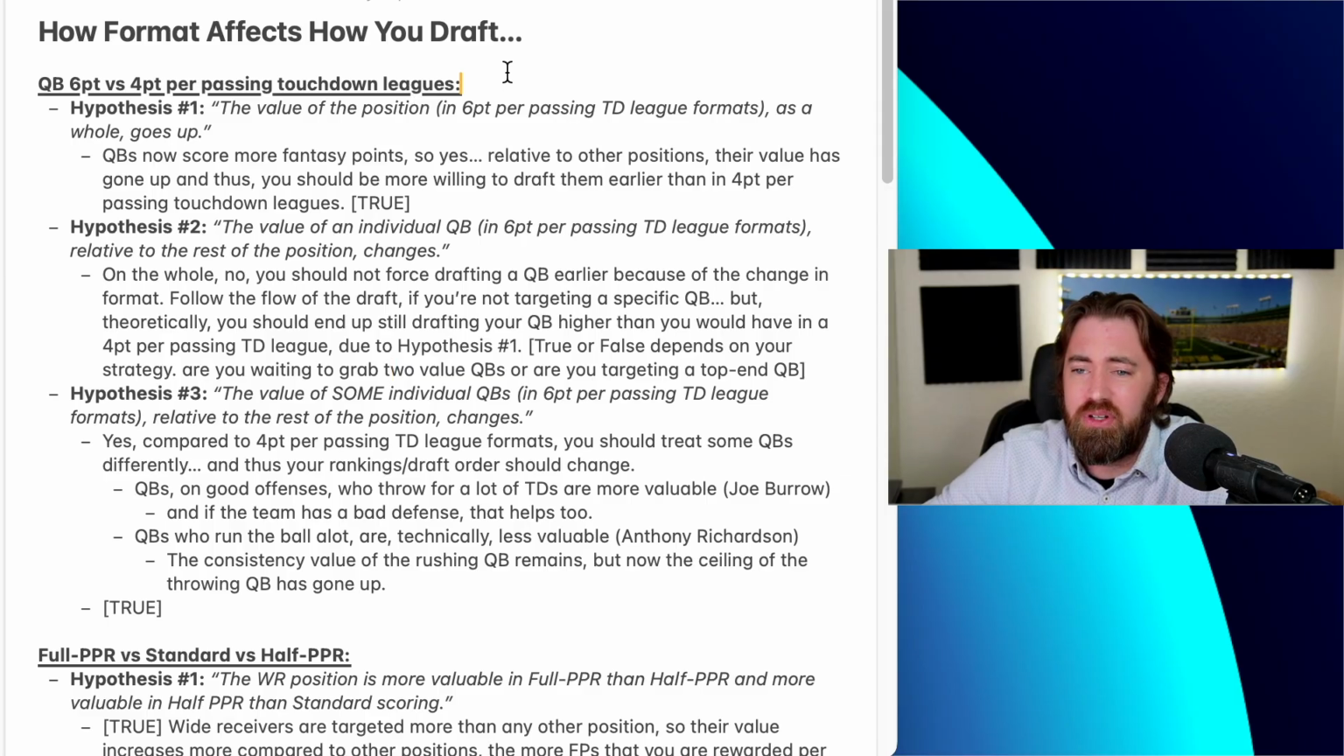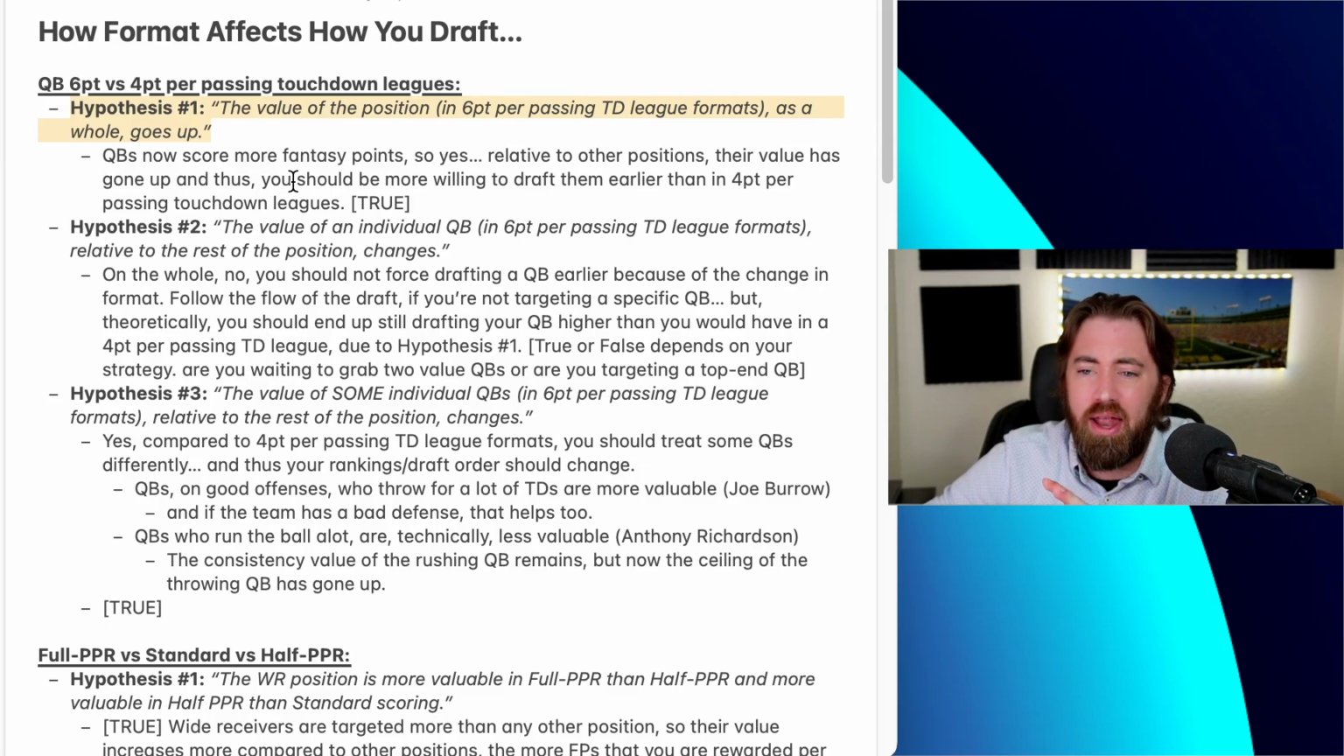But let's start off here. How format affects your draft. First format difference we're going to look at is quarterbacks, 6-point versus 4-point per passing touchdown leagues. How might that impact how you're going to draft? So for a lot of this, I did like hypothesis, and then we'll look at that hypothesis. Thought that was a good format to go through for this.